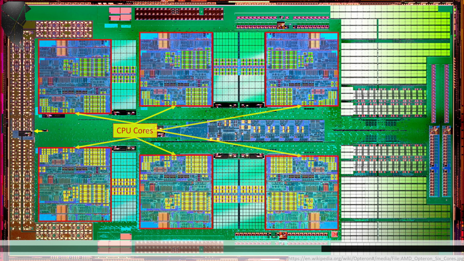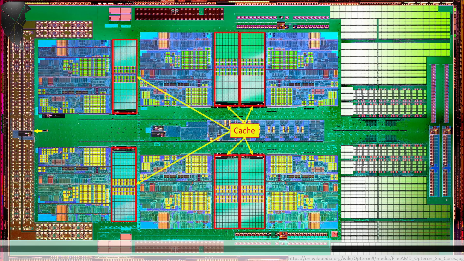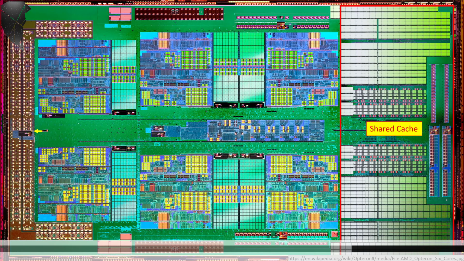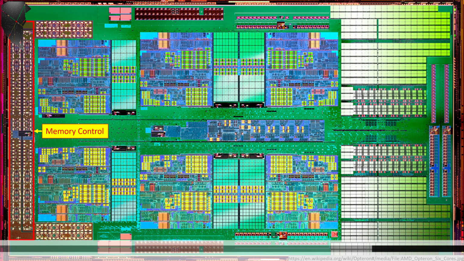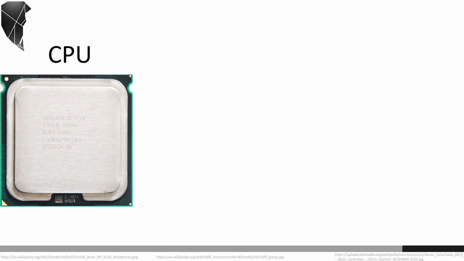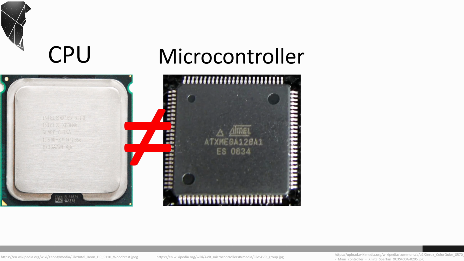This is the CPU die. These are the CPU cores. These are the L2 caches here, which are directly connected to the cores. This is the shared cache, which is connected equally to all the cores. Then the memory control unit, and the thing in the middle is the thing that handles the queue and the I/O.